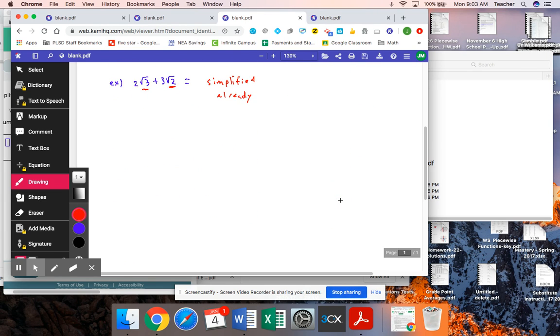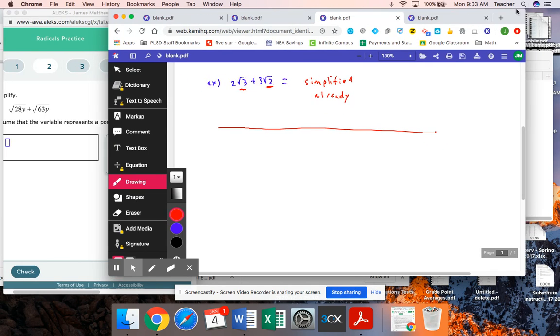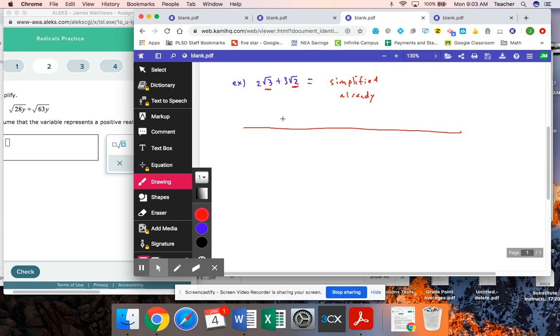All right, I'm going to go down here, do another one. For example, this one has a variable in it. So for example, it has the square root of 28y plus the square root of 63y. They are not the same. Let me break down 28. 7 times 4, which is 7 times 2 times 2. And let me break down 63, which is 7 times 9. Which is 7 times 3 times 3.